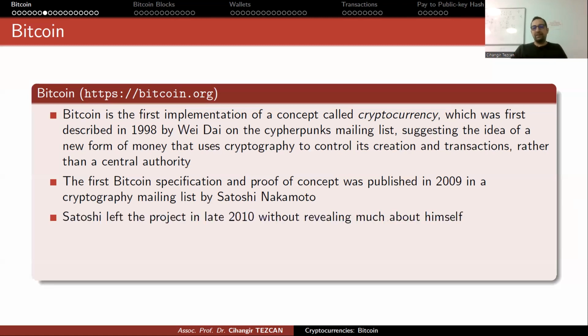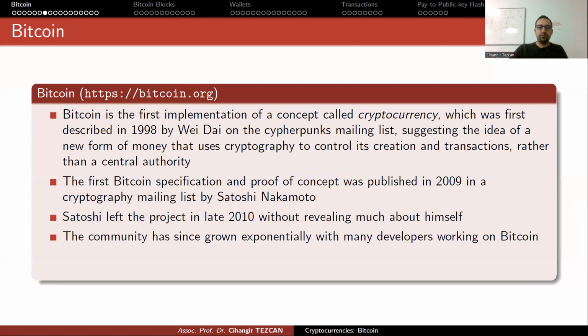Satoshi left the project in late 2010 without revealing much about himself. I'm saying he, but of course we don't know the gender. He said that he was going to focus on some other projects. So he left the source code to other developers with the password to the repository and left the scene, and we haven't heard from him yet.